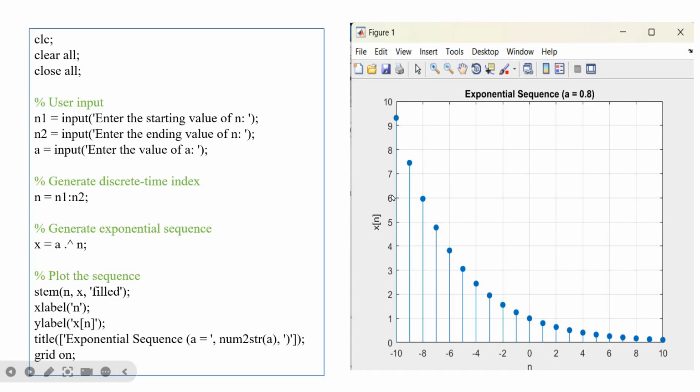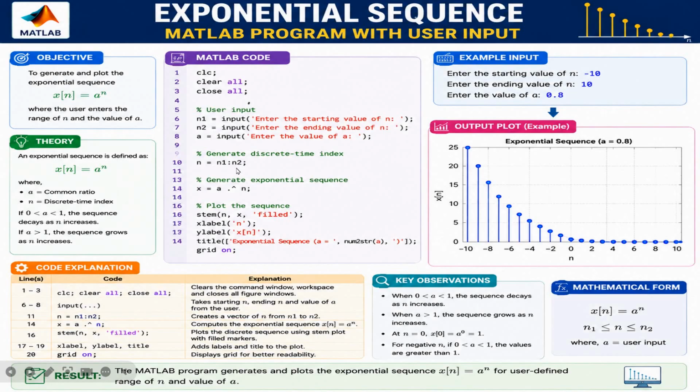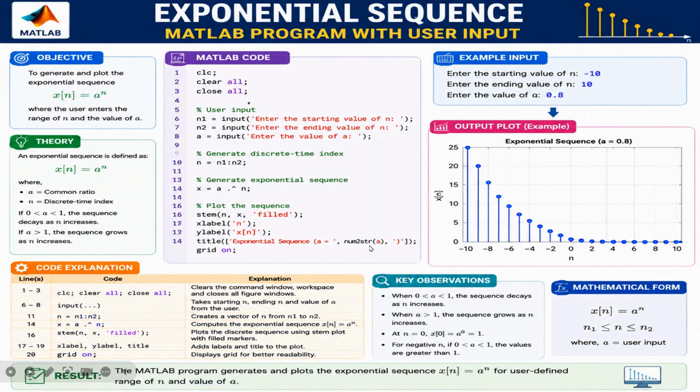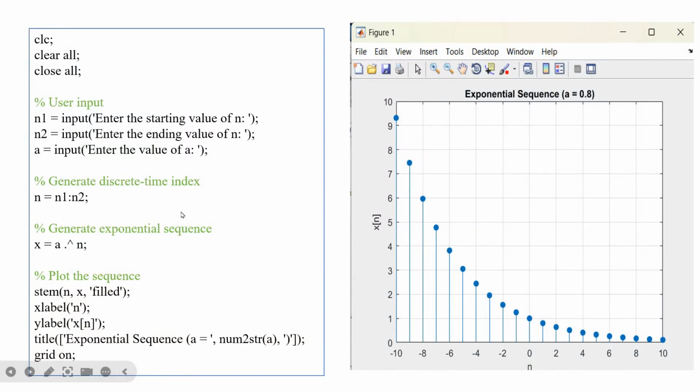So this is about the exponential sequence with user input, and this was without user input, because we are giving the values of n and a in the program itself. But here the user will enter the input of his desired choice, then we'll get the output. So this is the second program. You will get the same output, depending upon the starting and ending values of n and the value of a. Now we'll execute these programs.